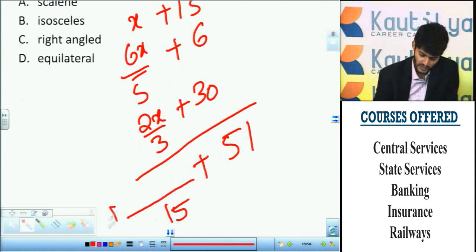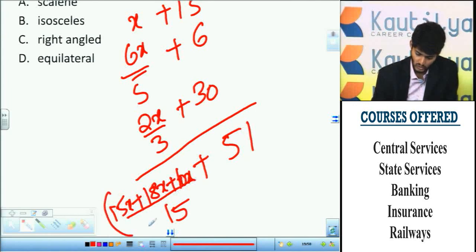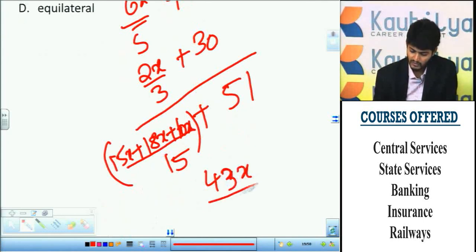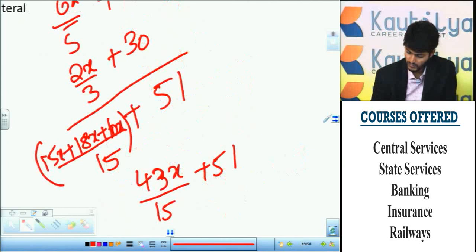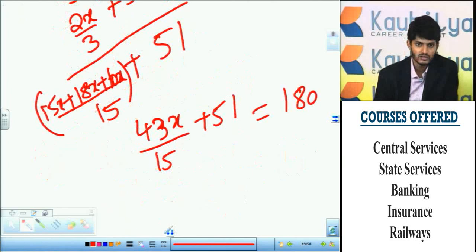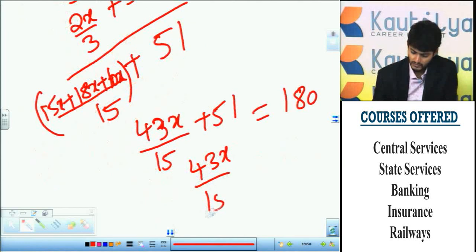So it would be 15x plus 5 goes 3 times, 6 into 3, you have 18x, plus 3 goes 5 times, 2 5s are 10x. Okay, so your total calculation in this problem would be 15 plus 18, 33 plus 10, so you have 43x by 15 plus 51 would give you 180 degrees. So as you can see, 180 degrees minus your 51 will give you 129 degrees.